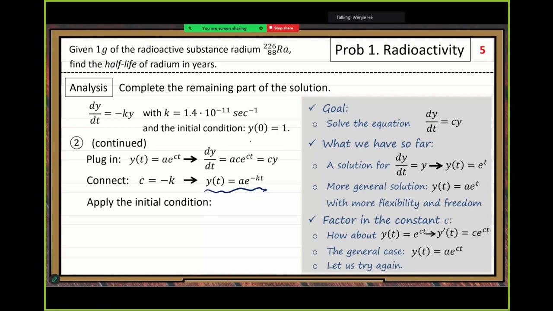Y of 0 equals 1. So you plug in t equals 0. When t equals 0, the function value equals A and also equals 1. So A is 1. So you have your final solution. The Y function equals e to the negative kt. That's the Y function.